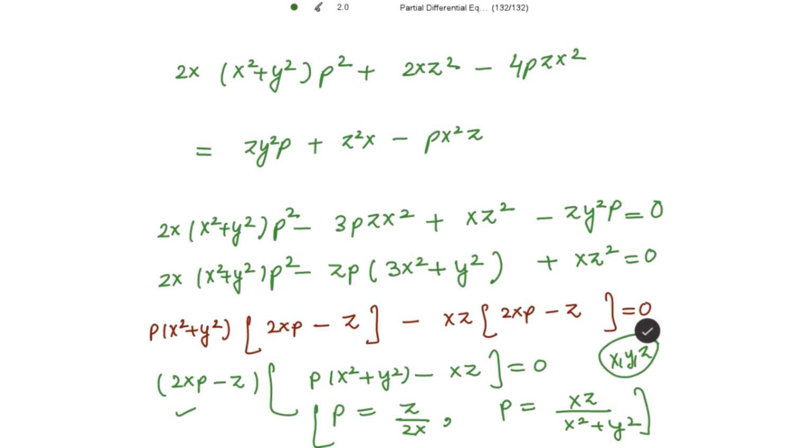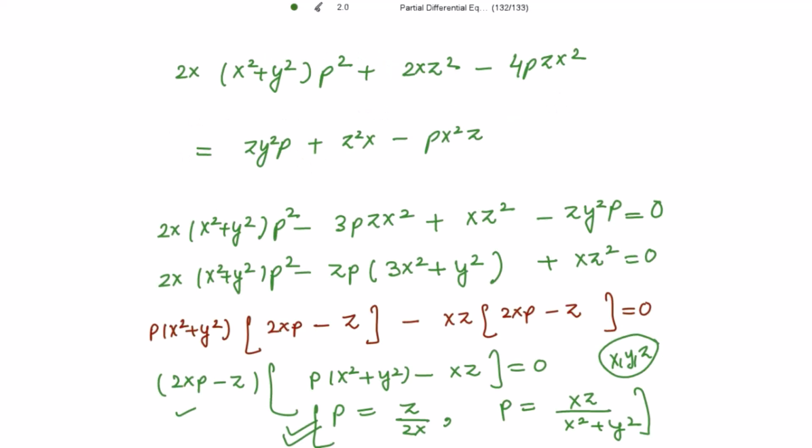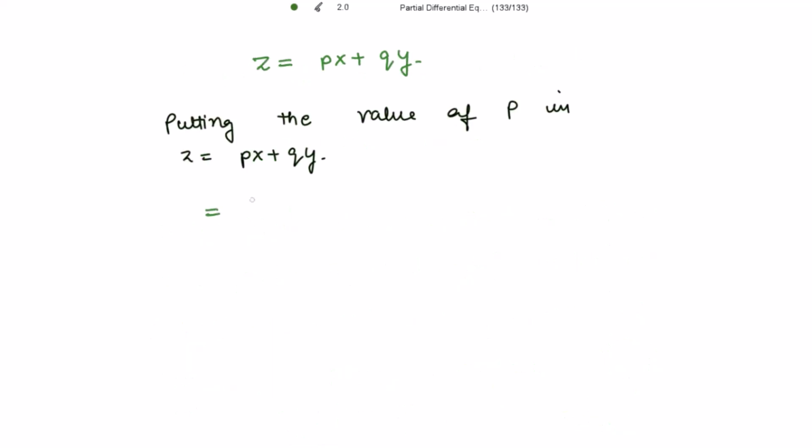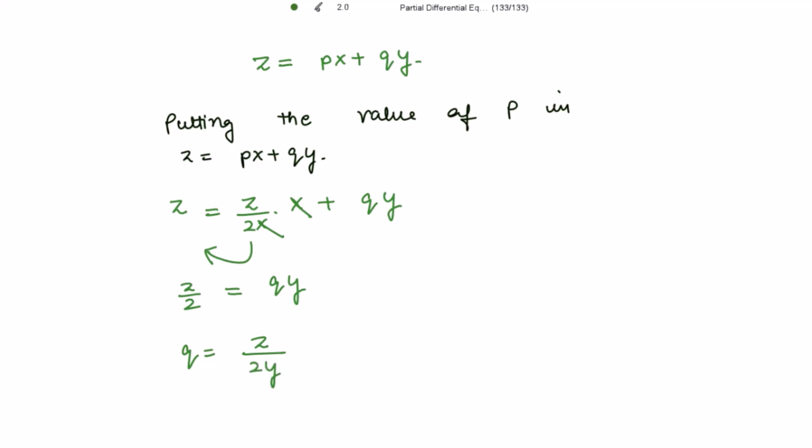Also we need to get the value of q in terms of x, y, z. For that, let's put this value of p in our given first equation, that is z equal to px plus qy. So first value z divided by 2x. So this is z divided by 2x into x plus qy. x cancelled out. Taking z by 2 to the other side, we get z divided by 2 equals to qy, and we get q equals to z divided by 2y.